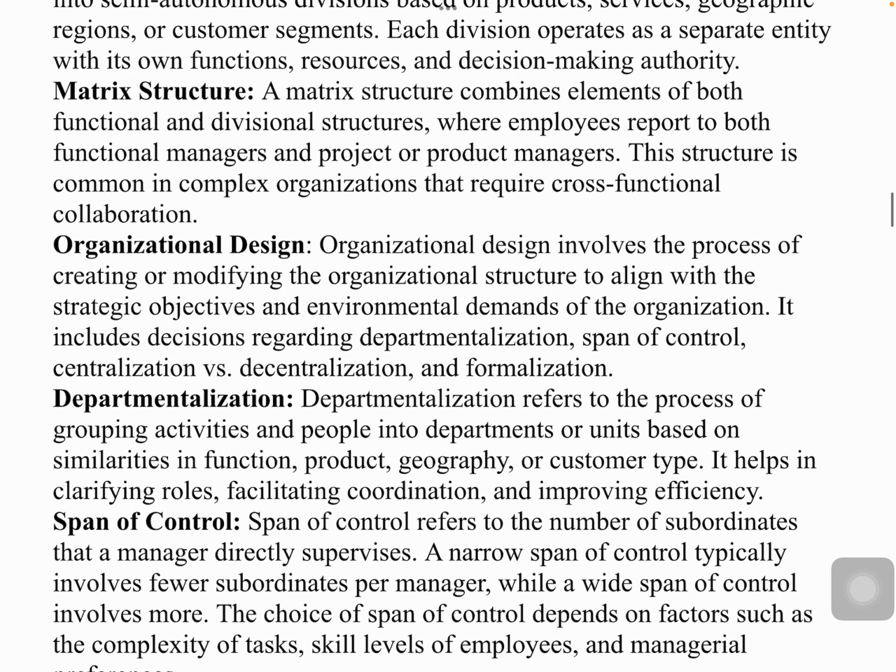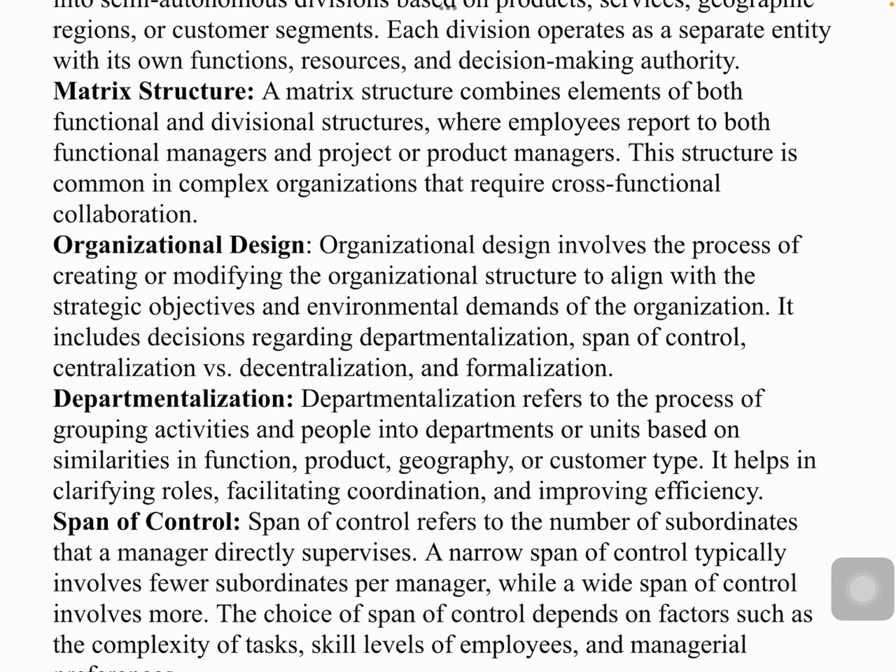So a matrix structure combines elements of both functional and divisional structures where employees report to both functional managers and project or product managers. So this structure is common in complex organizations that require cross-functional collaboration. So matrix structure combines functional and divisional structure.